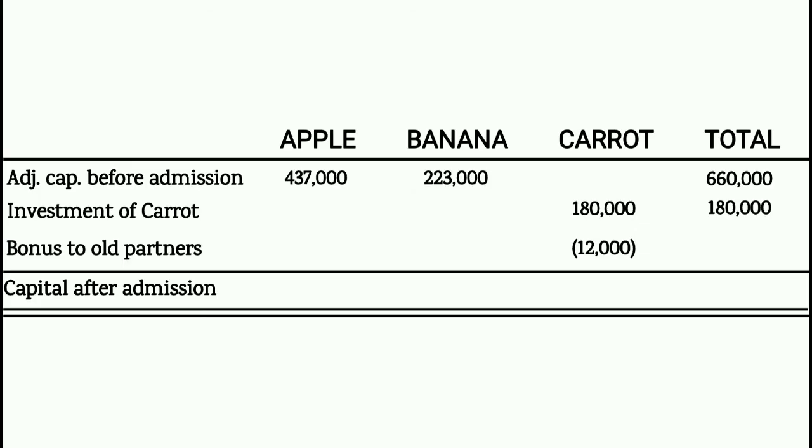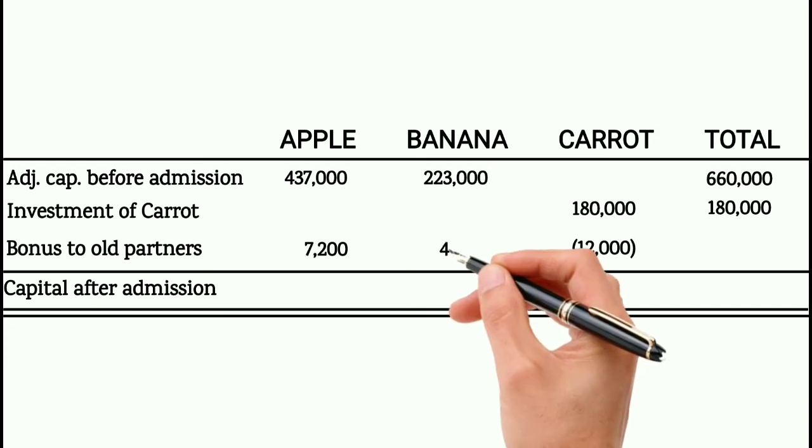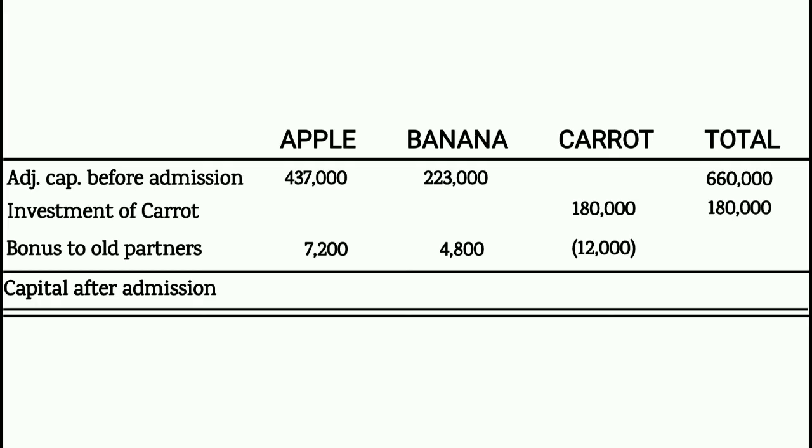Yung 12,000 pesos na bonus to Apple and Banana ay i-allocate kay Banana at Apple. Since credit natin yung 7,200 pesos kanina, i-add natin yan sa capital ni Apple. At since credit natin yung 4,800 pesos kanina, i-add natin yung 4,800 pesos sa capital ni Banana. So at this point, we can now compute the capital balances of the partners after the admission of Carrot.